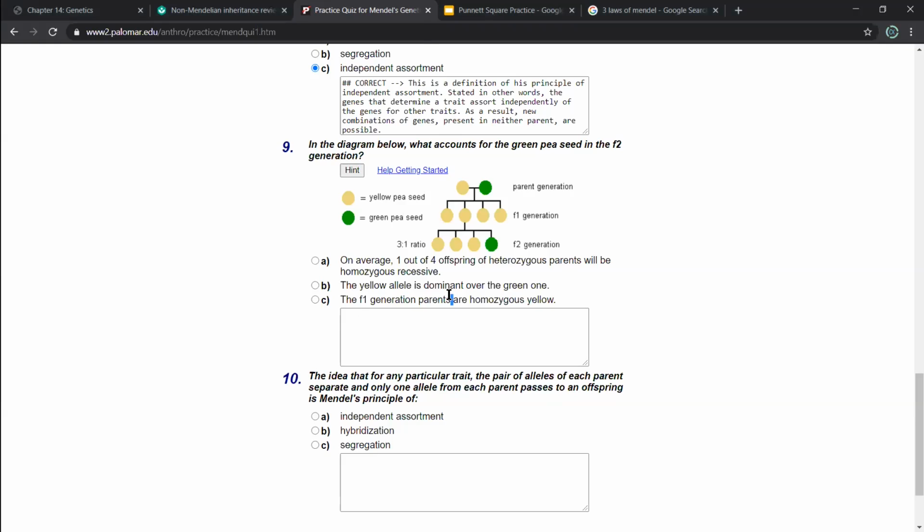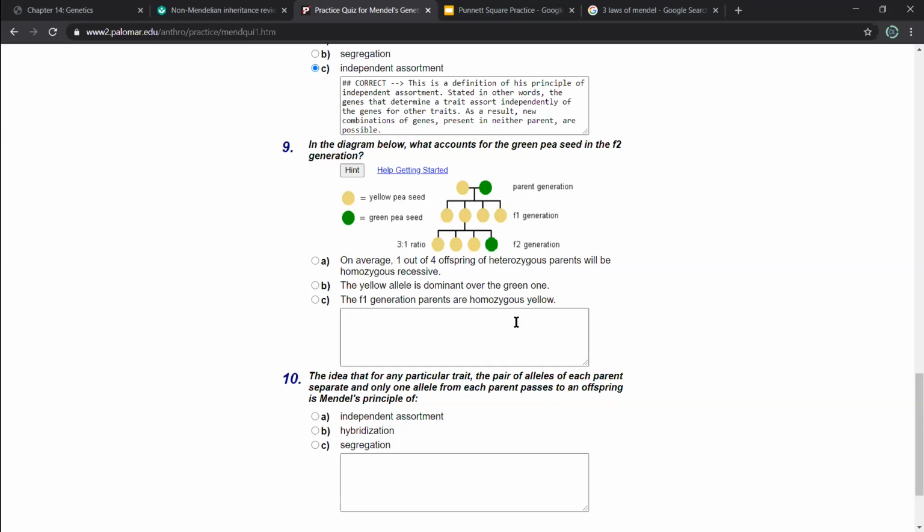I don't know why they put parents here. That's a little bit contradictory because they're not really the parent generation. It should be that the F1 generation are just homozygous yellow. If they're homozygous yellow, that means they can only pass on yellow alleles, which means that all of the organisms in the F2 generation are going to have a yellow allele. That's not the case because we see a green allele, and so the answer is A.